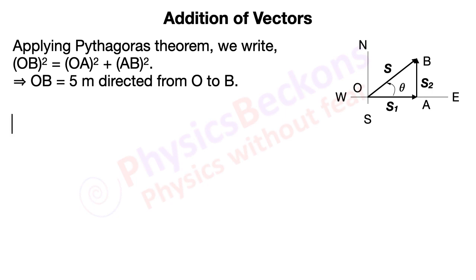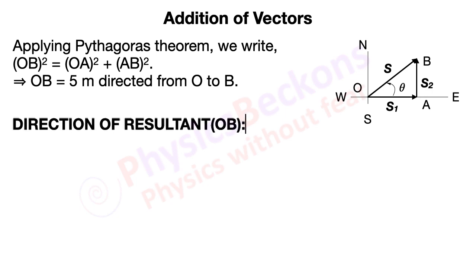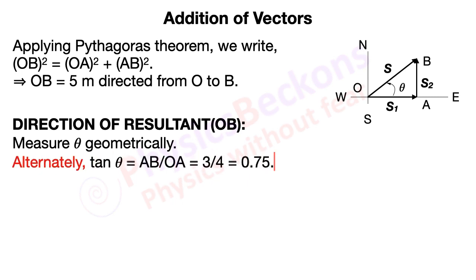Now in order to get the direction of the resultant displacement or direction of OB, you have to measure this angle geometrically. Okay? You can take a protractor and measure angle theta. The net displacement will be 5 meter at theta degree north of east. So measure theta geometrically. An alternate method is we can use trigonometry.